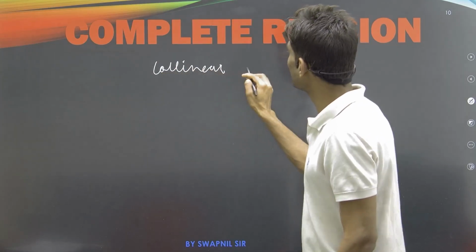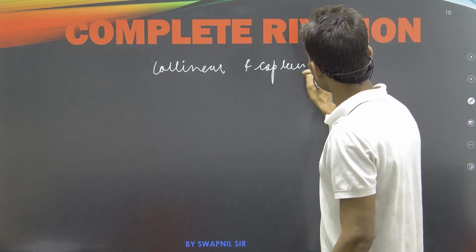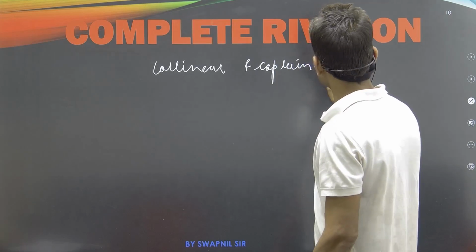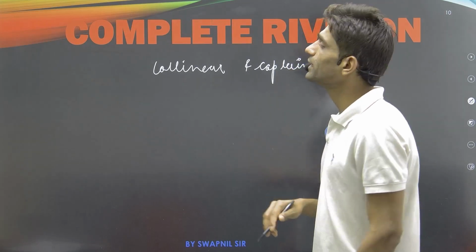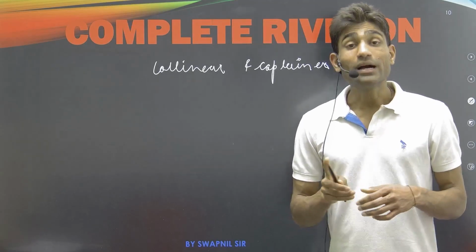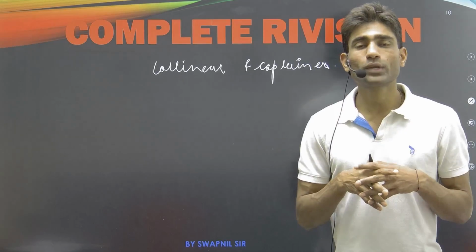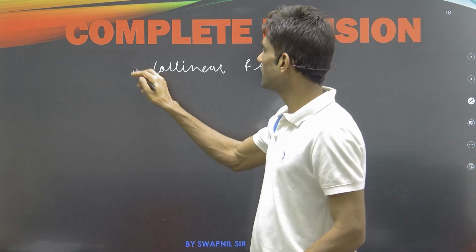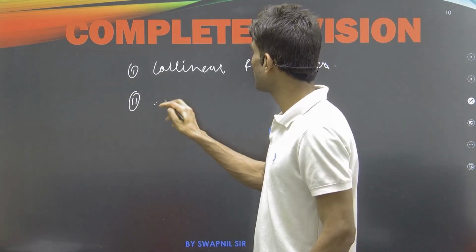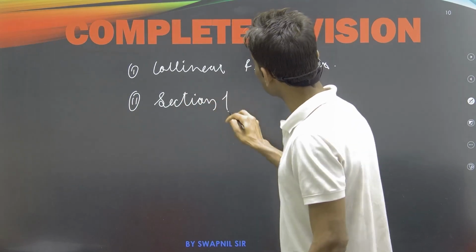The condition for collinearity and the condition for coplanarity. This is the first condition we learned here. After that, we took the condition for perpendicular vectors and parallel vectors. After that, we took the next part, the section formula.